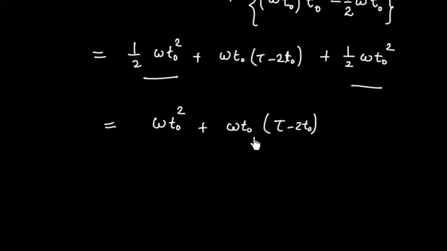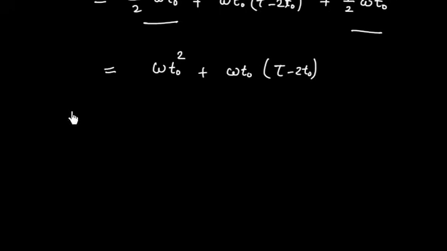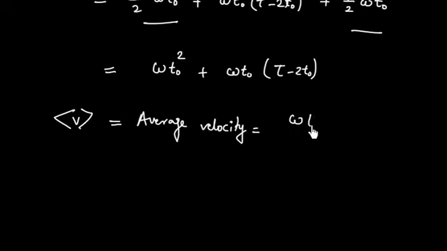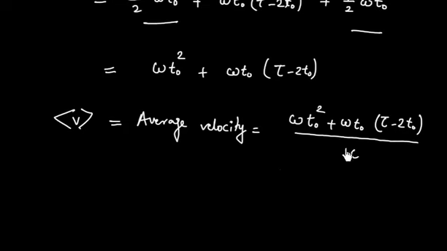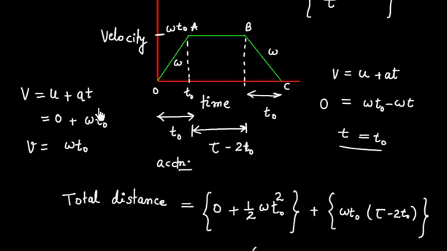And the total time is tau, so we can find the average velocity. Average velocity is omega t naught square plus omega t naught into tau minus 2 t naught, divided by tau, because total time tau is given. Now we can put in the numerical values.